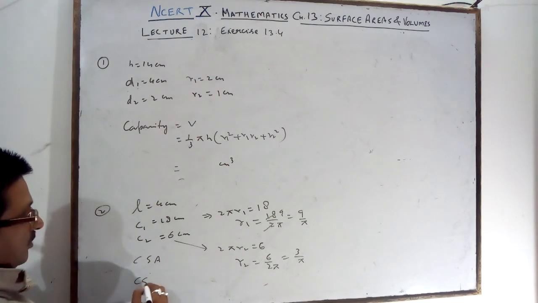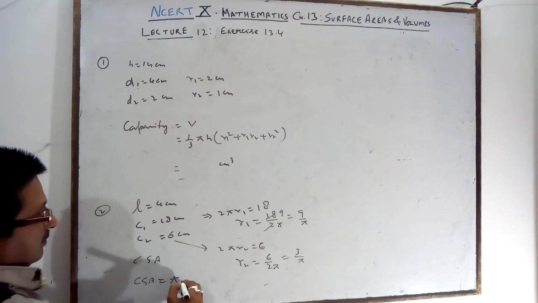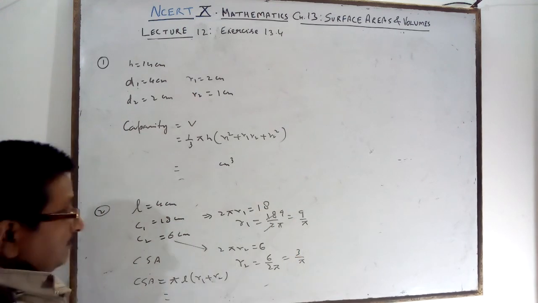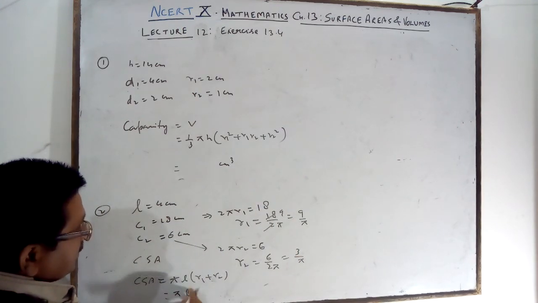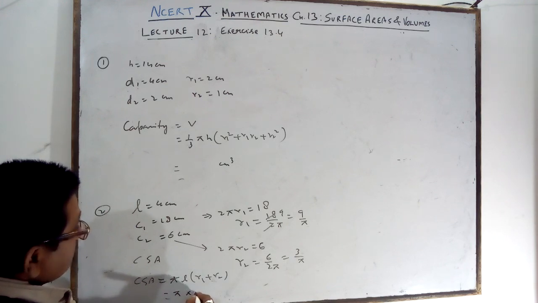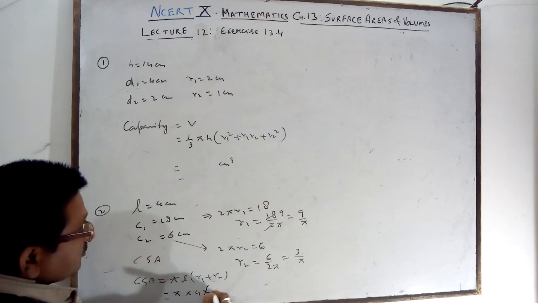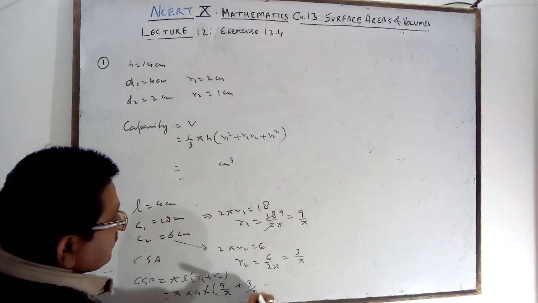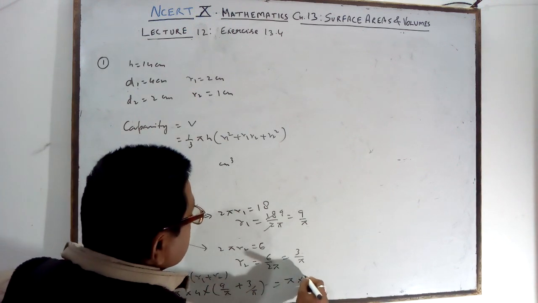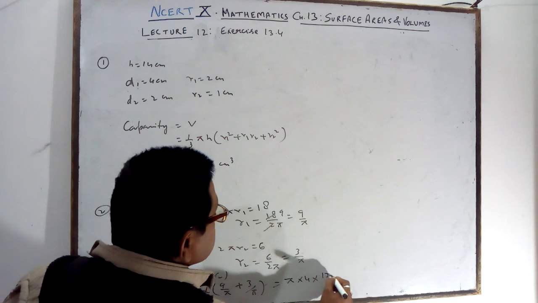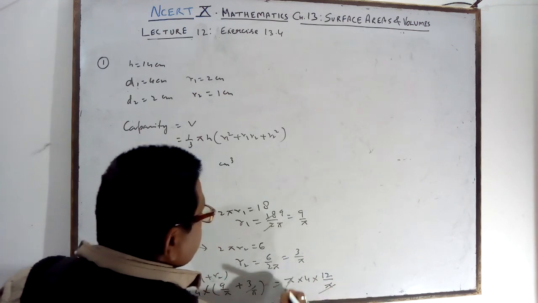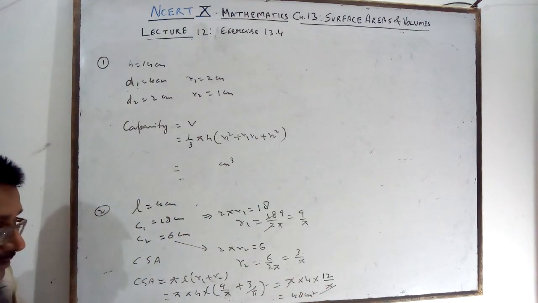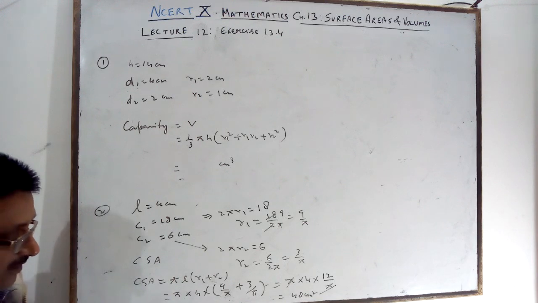So CSA is equal to pi L (R1 plus R2). No need to put the value of pi, keep it in your mind. So pi L, what is given? Slant height is given, 4. In the bracket what will you write? R1 R2, 9 by pi plus 3 by pi. What will you get as the answer? Pi into 4 into (9 plus 3) which is 12 upon pi. Pi and pi cancel, 48 centimeter square without any calculation. You are getting the answer 48 centimeter square.